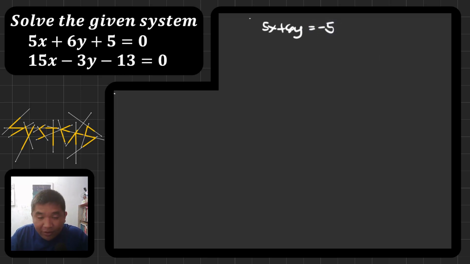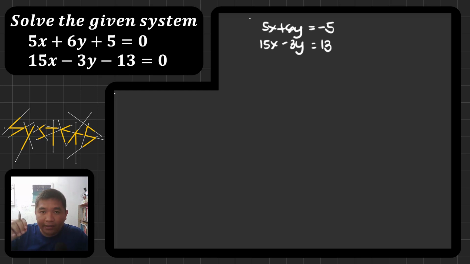The same thing will happen on our second equation. I have here 15x minus 3y. I'll be adding 13 to both sides, so I have here positive 13. Now these two are in standard form, and I'll be deciding now which variable will be removed first.